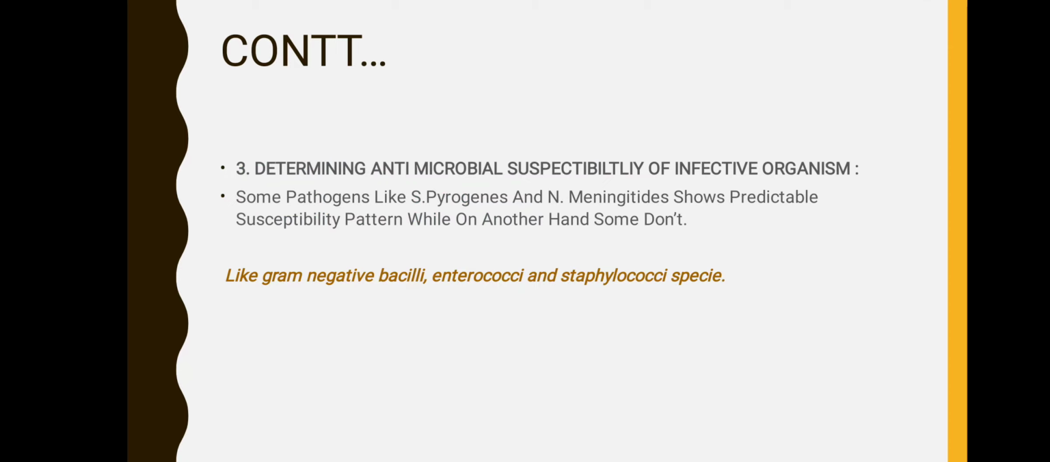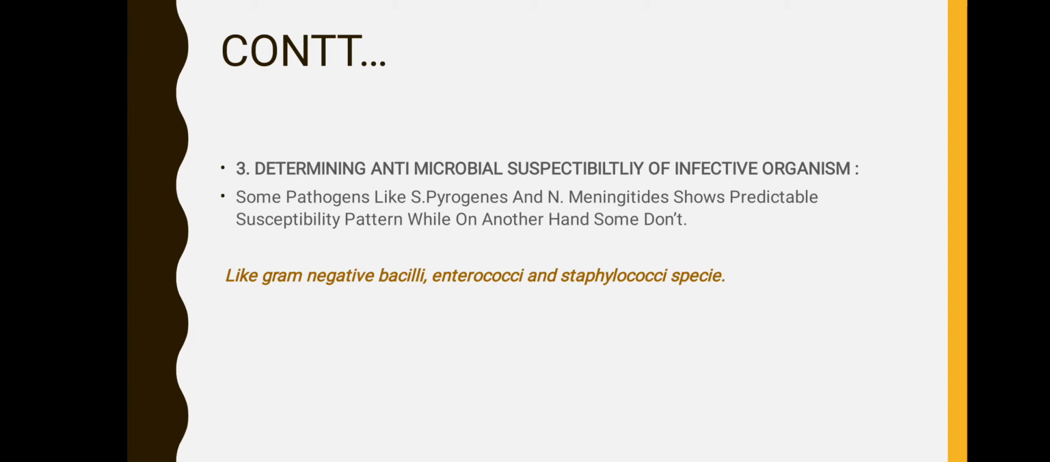Third step, determining antimicrobial susceptibility of the infective organism. Some pathogens like Aspergillus and meningitis show a predictable susceptibility pattern, while on the other hand some don't. So antimicrobial susceptibility testing is very important for some pathogens which show different susceptibility at different times, like gram-negative bacilli, enterococci, and staphylococcal species.